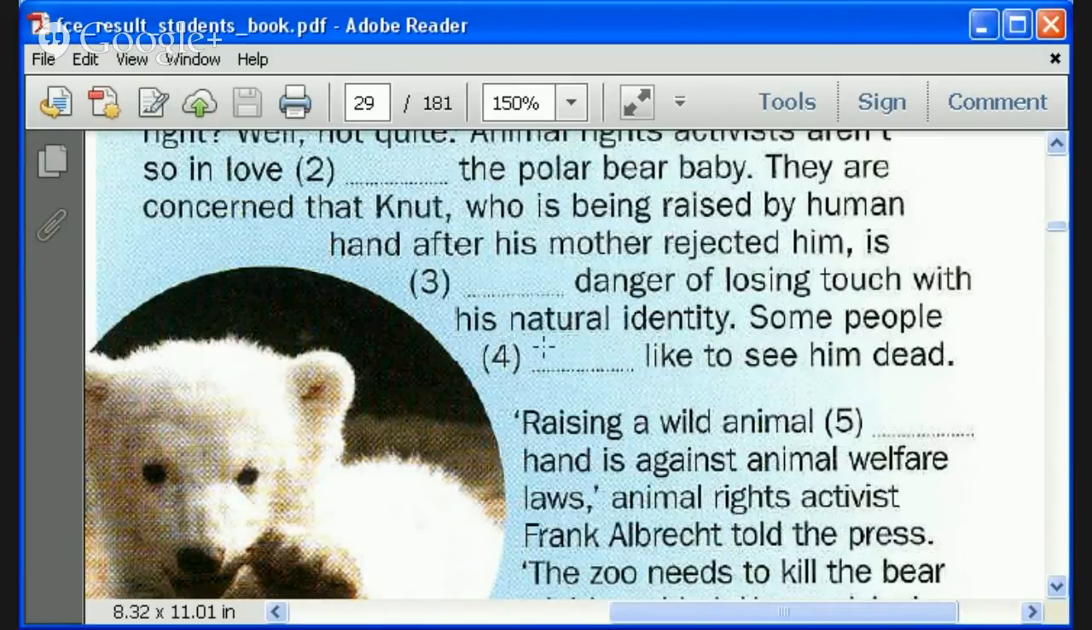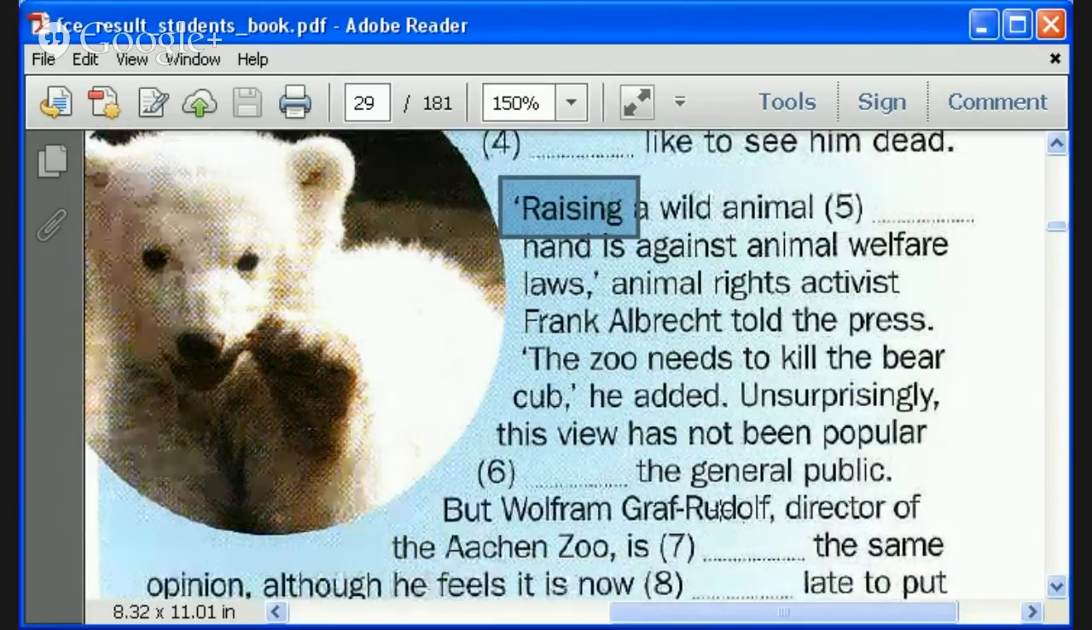Wow. A little polar bear baby. That's crazy. Would. Okay. All right, you got it. Again, another strongly collocated, almost colloquial phrase. I'd like to see him dead. I would like to see him dead. Very common phrase. Okay, Alexi, please continue.